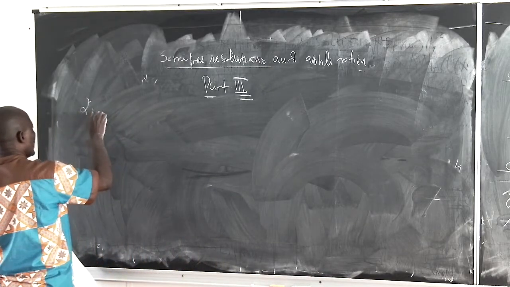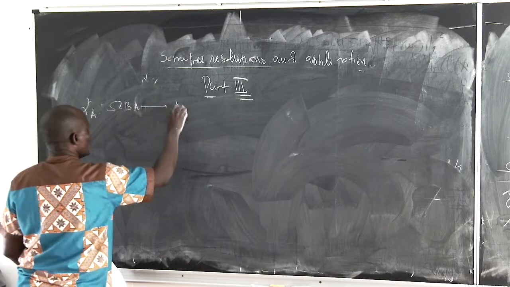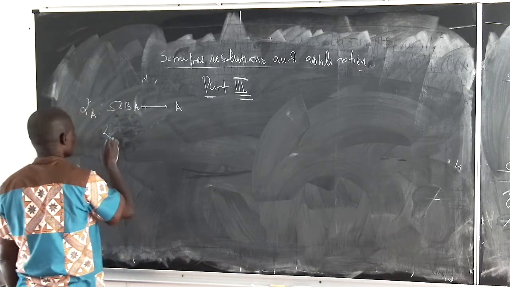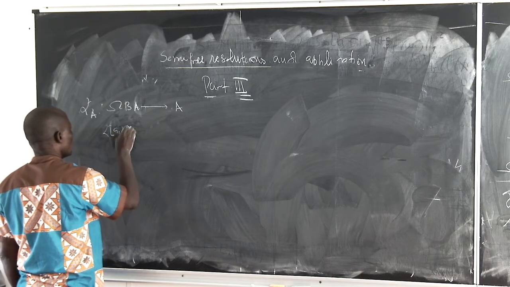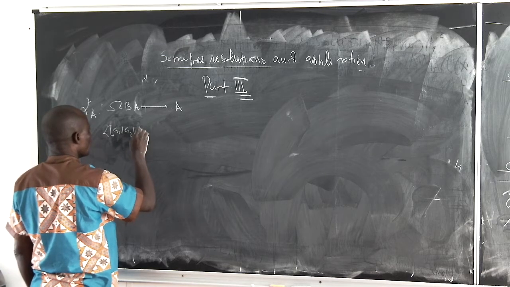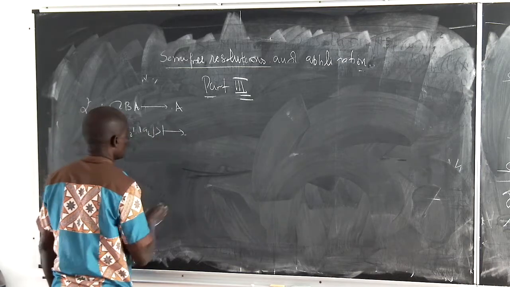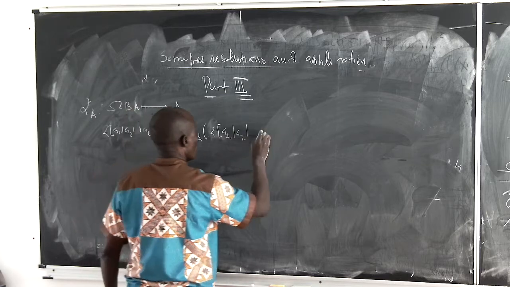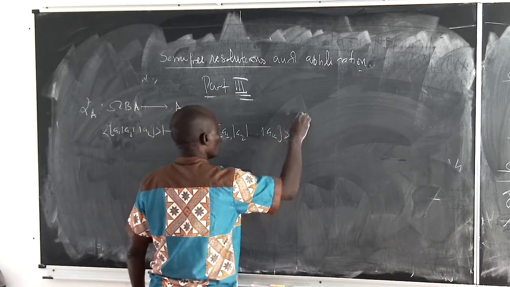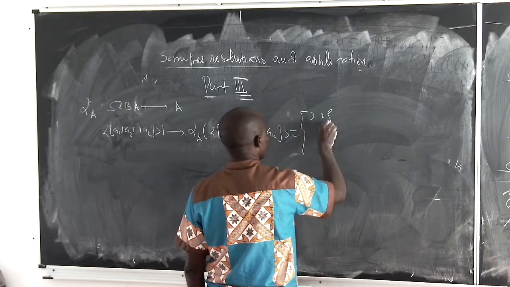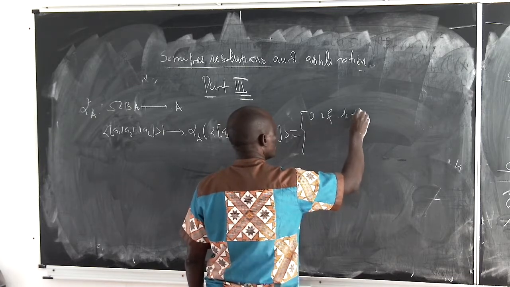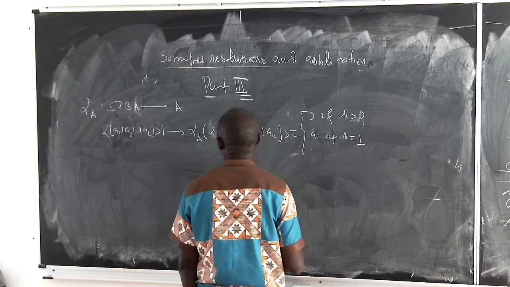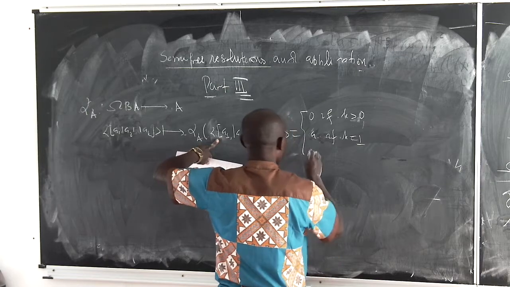More precisely, alpha_A defined from Omega BA to A is defined by sending [a1 | a2 | ... | ak] to alpha_A([a1 | a2 | ... | ak]), which is equal to 0 if k is greater than 1, equal to a if k is equal to 1, and if k is equal to 0, we have here just 1. Okay.